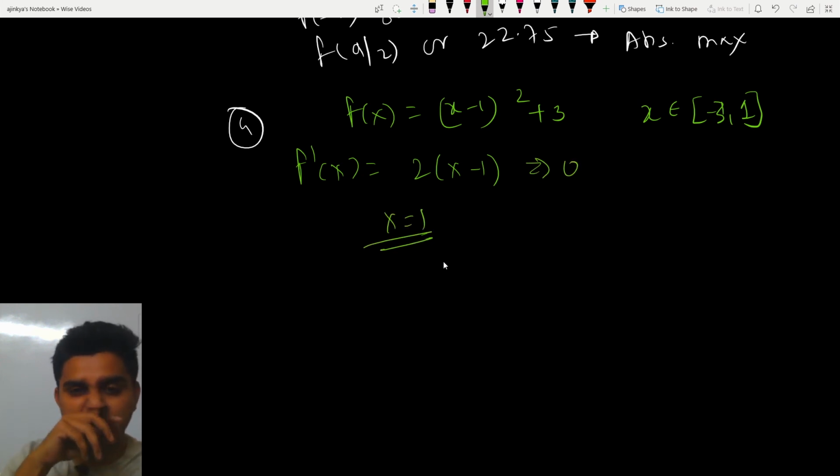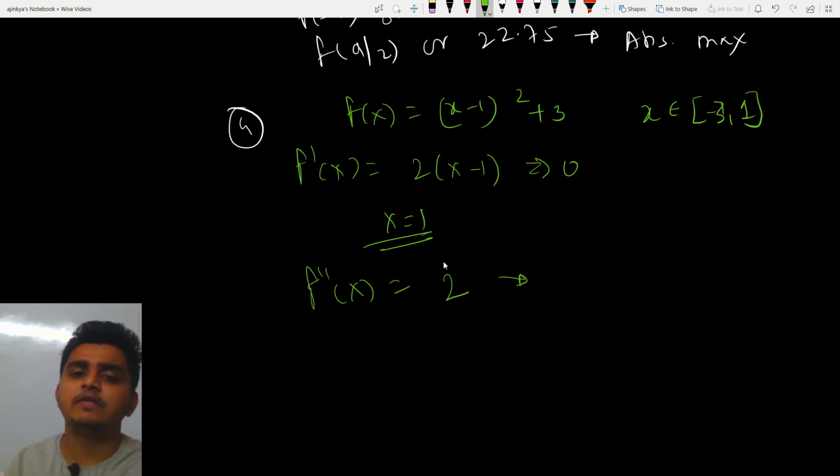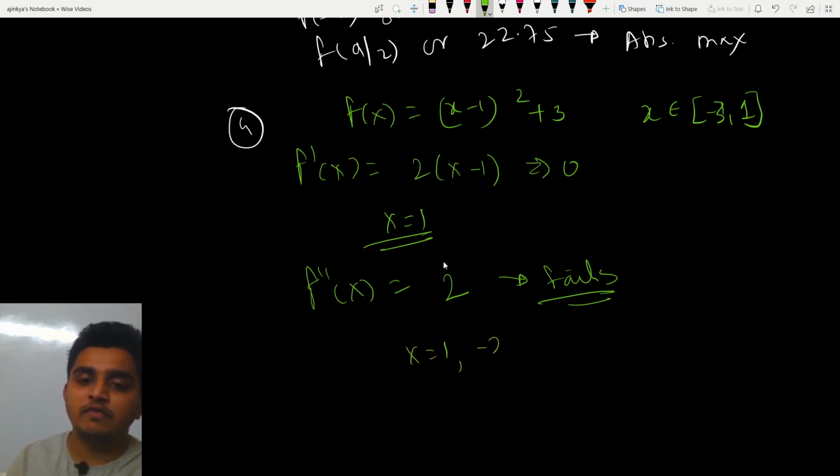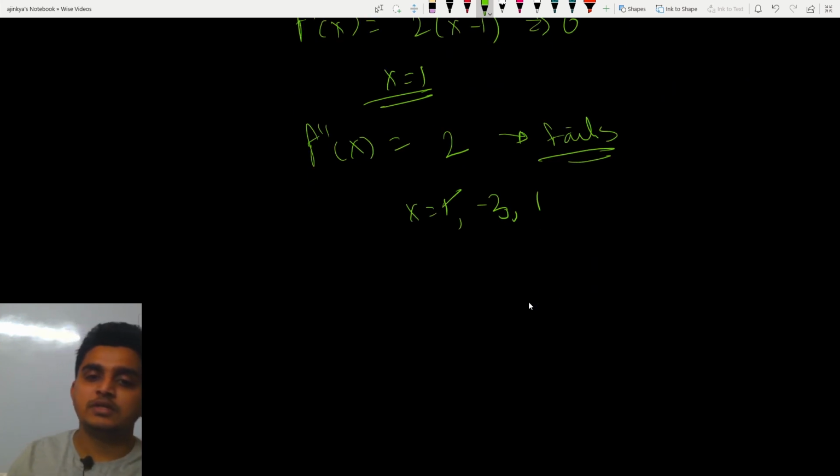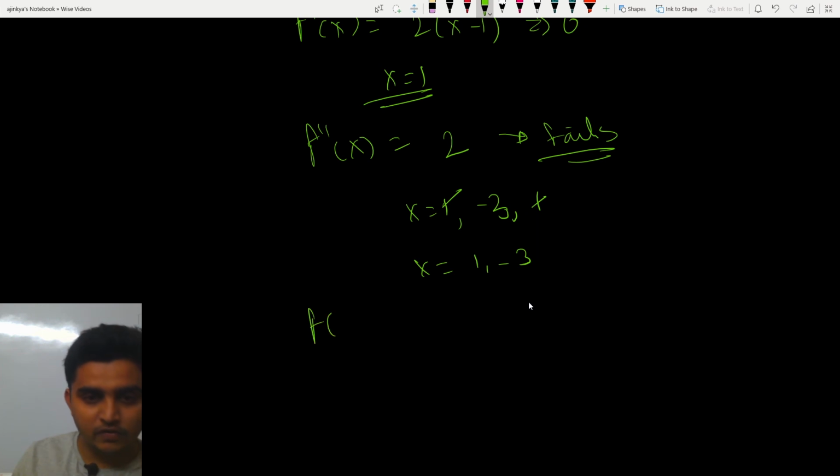So we have a point x equals 1, which can be a specific value if we need to check the turning points. f double dash of x is 2. So clearly the second derivative test fails here and we need to check all the points. The points we have are x equals 1, then minus 3 and 1, in ascending order. Since two of these points are the same, it's just a redundancy. So we need to check f of minus 3 first and then f of 1.